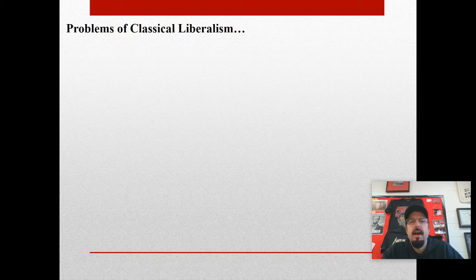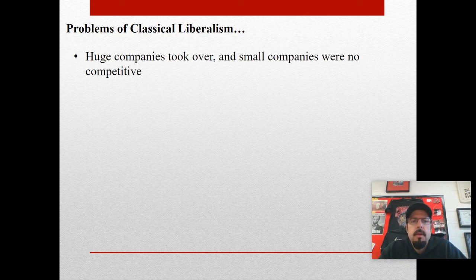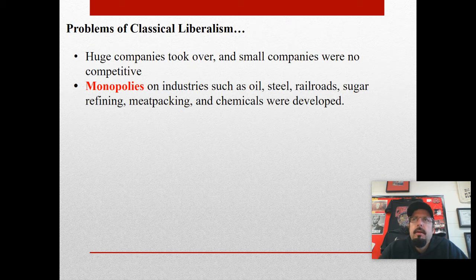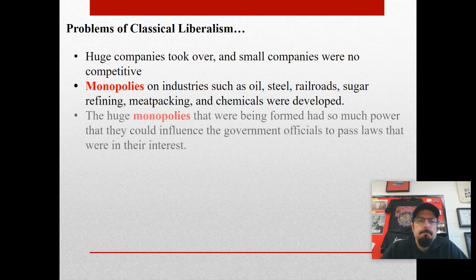So, what were the problems of classical liberalism? Well, huge companies took over and small companies were no longer competitive. That formed monopolies. And when there's monopolies, then you have the absence of competition. You can raise prices. You can pay your workers a lot less. And so ultimately, it hurts a lot of people over time.